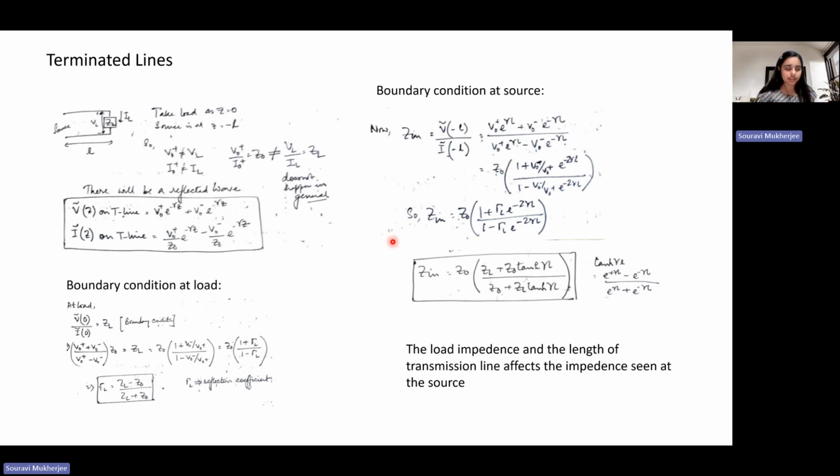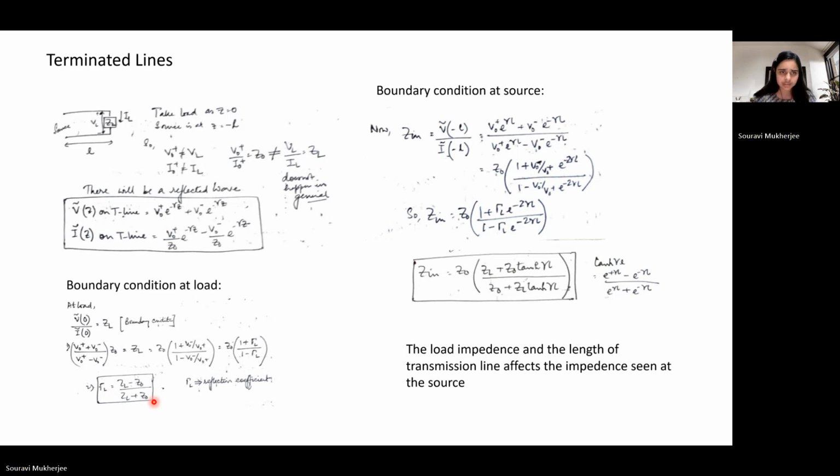To understand that, you can solve for boundary conditions at the load end and at the source end. Considering that at the load end, your V by I ratio should be equal to the load impedance, from there you can define a quantity called the reflection coefficient. It tells us that if your load impedance is different from the characteristic impedance of the transmission line, there will be a non-zero reflection.